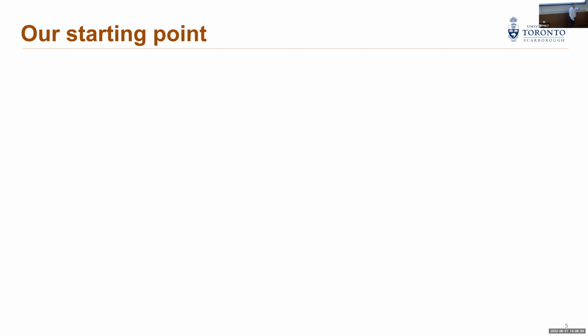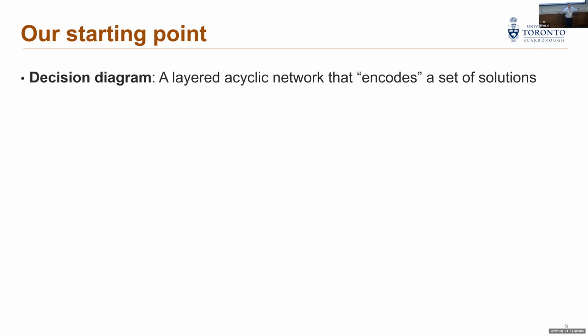All right, so we have to start somewhere. I'm happy that there were some more talks on decision diagrams this morning, so I don't need to go through it very much, but just to make sure, a decision diagram is a layered acyclic network that encodes a set of solutions.